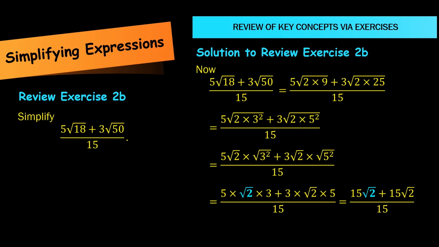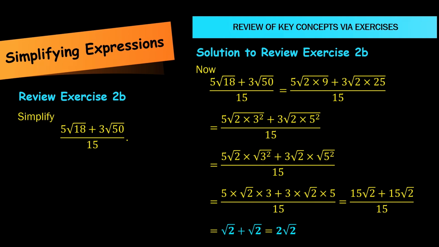3 times 5 becomes 15, and root 2 again stays as it is here. And 15 remains as it is also. So we have 15 root 2 over 15, which is root 2. And similarly for the second term, to give us 2 root 2, as shown.